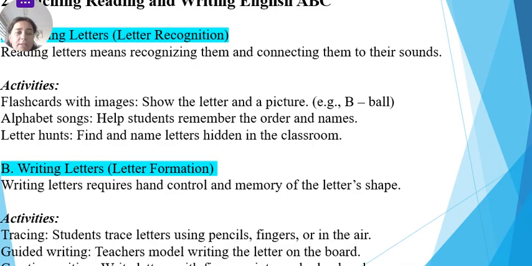And next one is writing letters. Writing letters requires hand control and memory of the letter's shape. And there are some activities like tracing, and students trace letters using pencils, fingers, or their ear. And the next one is guided writing. Teachers model writing the letter on the board. And creative writing. How can it be creative? For example, write letters with finger paint, sand, or play doh.